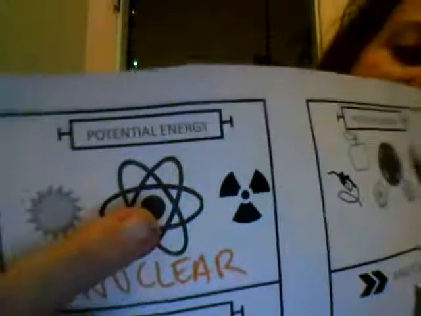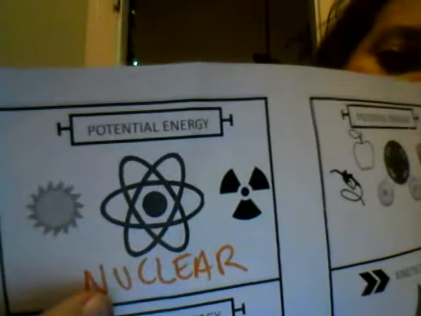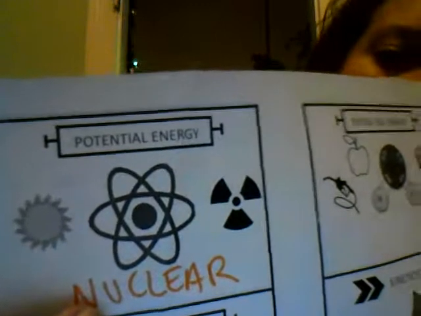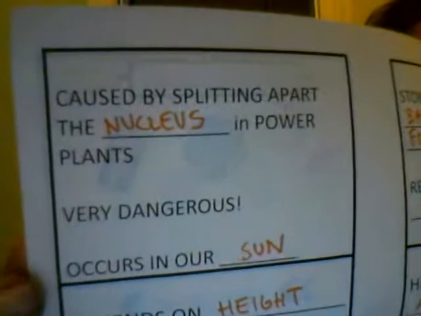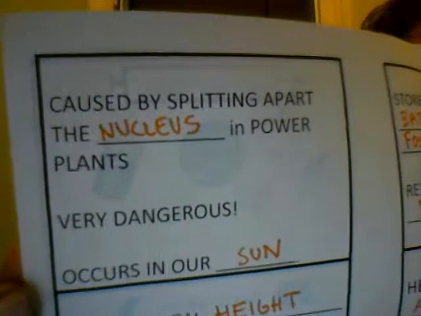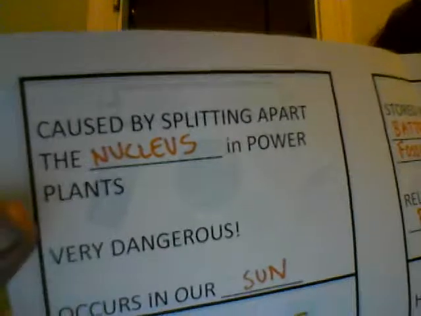The first energy type we're going to talk about is where we have a big atom, and we remember the inside of our atom is called the nucleus, so it's nuclear energy. On the back of your card, you're going to write, it's caused by splitting apart the nucleus in power plants. This is super dangerous, which is why we only have it in power plants, and the only other place you're going to see it is in the sun.